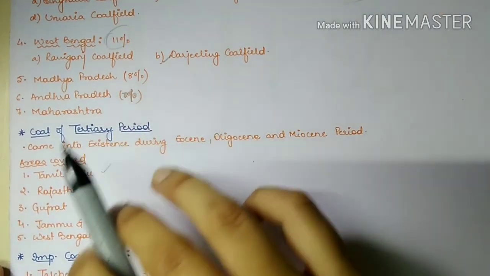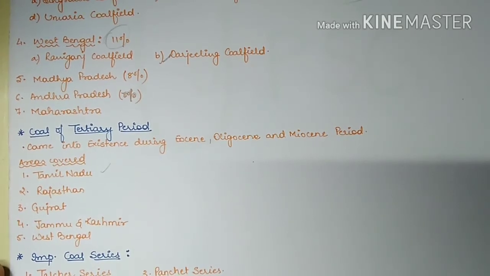Then next we have Rajasthan. Rajasthan lignite deposit is found in the district of Bikaner, that is Kapurdi mine and Palana mines. The thickness of the Bikaner seams varies from 5 to 15 meters. They are of inferior quality and mostly used in thermal power plants and railways.